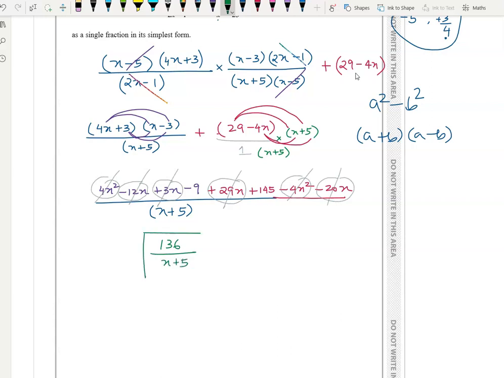So this is the simplified form of the above question.